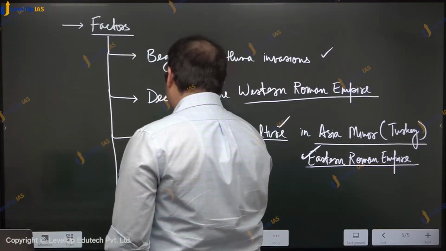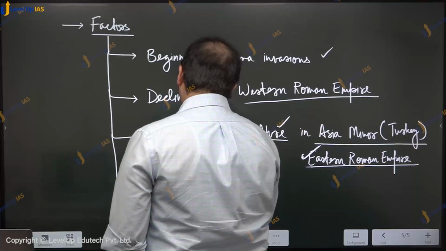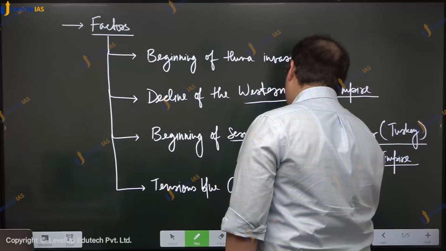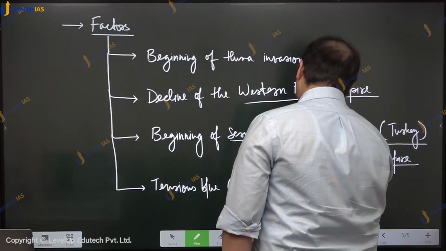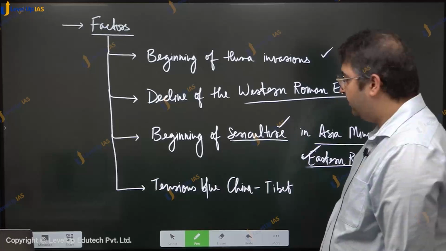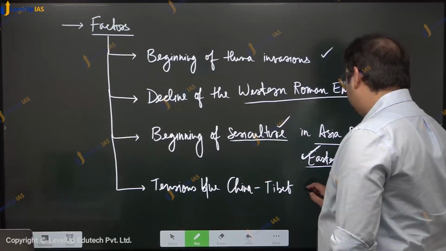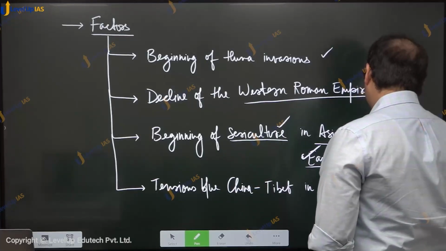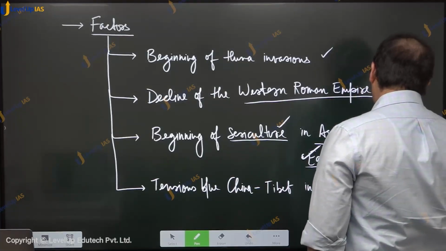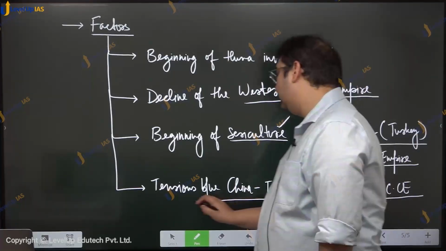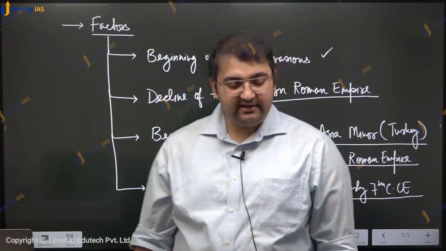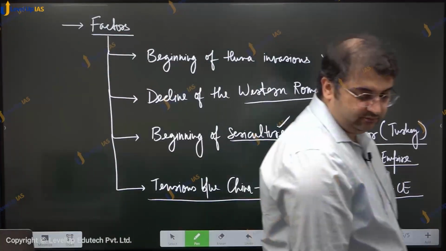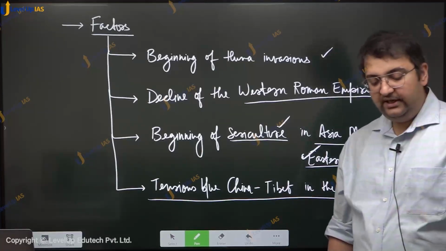Tensions between China and Tibet in the early 7th century CE further disrupted the overland trade between India and China.